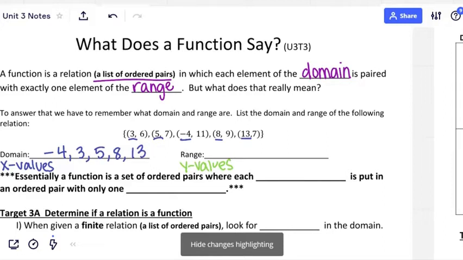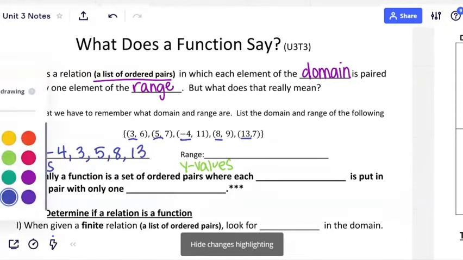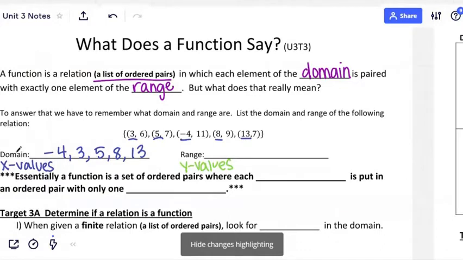For my range, I'm now going to use the y values. So my y values are 6, 7, 11, 9, and 7. Looks like I have 2 7s, so I'm just not going to list those repeated numbers. So we'll start with 6, then 7, then 9, and 11. Okay, so domain x values, the range, the y values. But what does this have to do with functions?